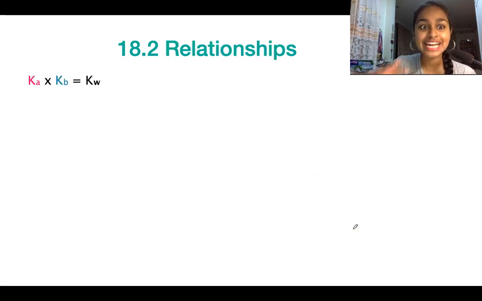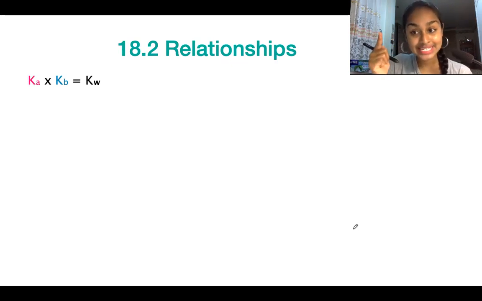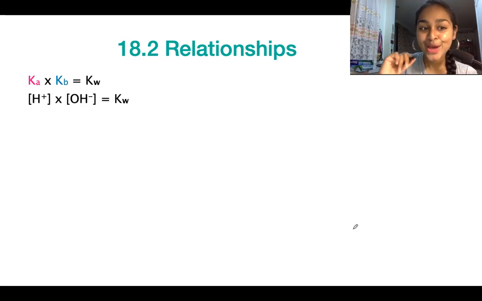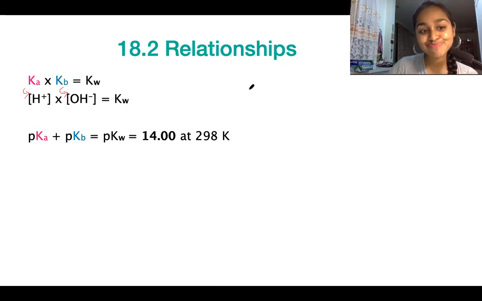Okay, so a couple of relationships that I just want to talk you through as well. It's worth bearing in mind that Ka, our acid dissociation constant, multiplied by Kb is going to equal Kw. Notice how similar this is to our Kw reaction earlier. H plus times OH minus equals Kw. So Ka corresponds to the H plus because it tells us about acids, and Kb corresponds to OH minus because it tells us about bases.